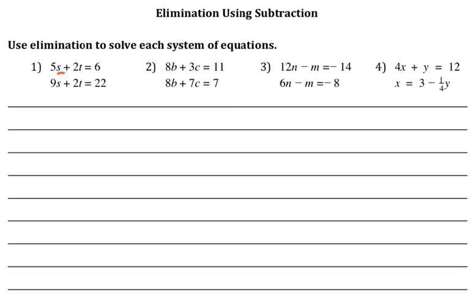I see a variable, and they're set up so that they're matching. But all of the deal is if I added them, I would get 14s plus 4t, and that equals 28. And that really wouldn't do me any good at all. I didn't eliminate anything doing it that way. So what would be nice is if instead these signs were all the opposite. So let's just rewrite the problem.